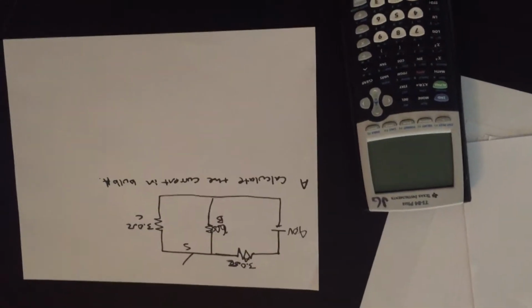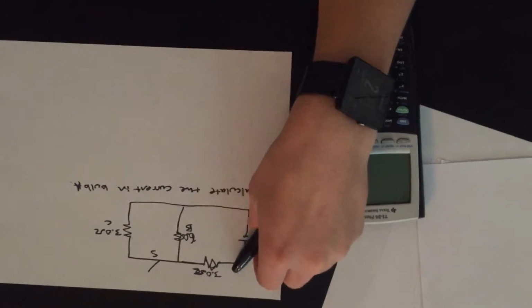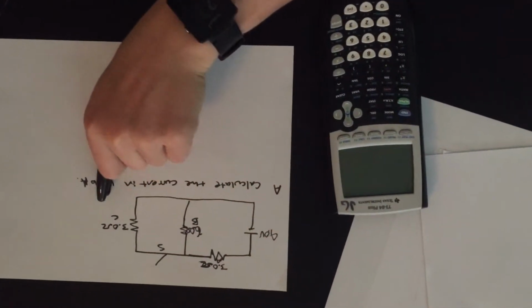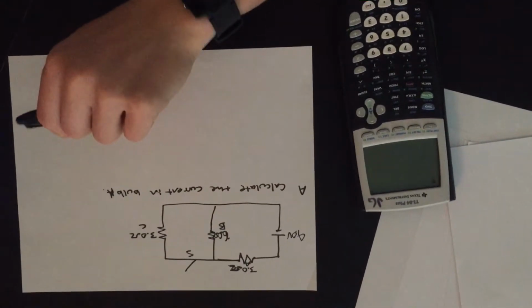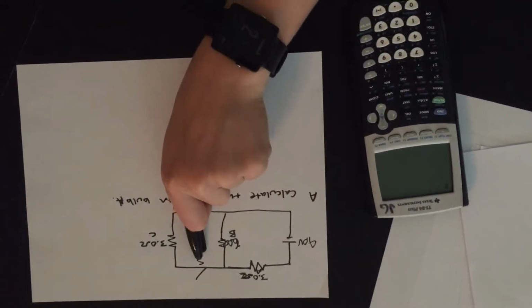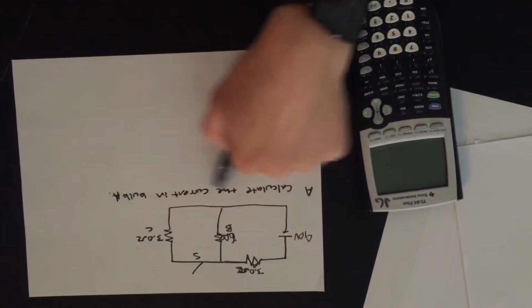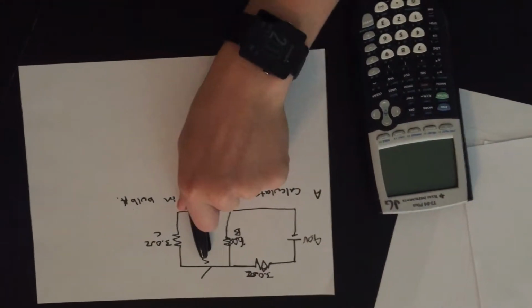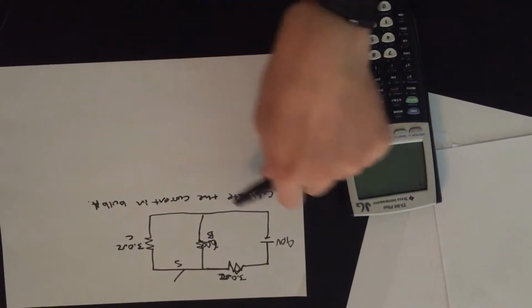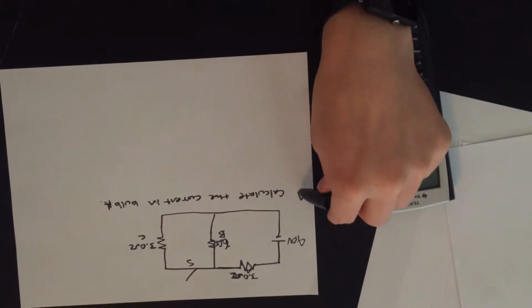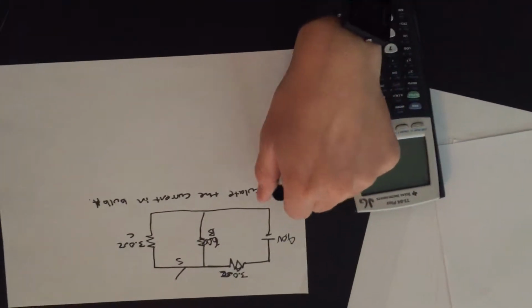Alright, now for the little problem. It says light bulbs of fixed resistance 3.0 ohms, 6 ohms, and 3 ohms, and a 9 volt battery, are connected, and there's a switch as shown in this schematic diagram, and the switch is closed. I drew it just so you could see it. Letter A is: calculate the current in bulb A.